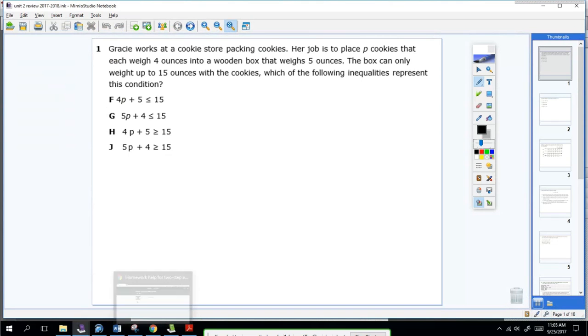So today, I'm going to be doing the Unit 2 review. We're going to do this in class, but if you want to go home and study the review, here is how you do every problem.